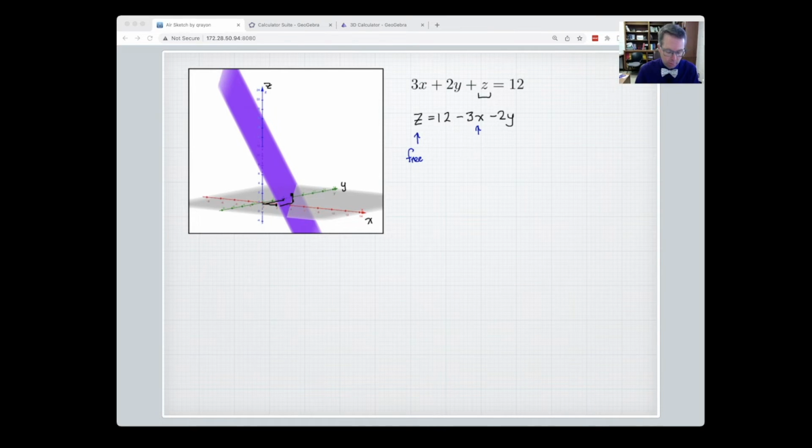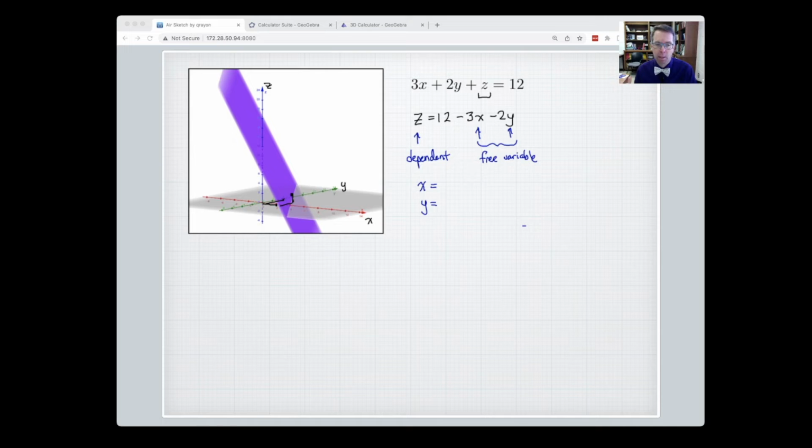So that's a mistake. Z is my dependent variable. Okay, so z is going to be my dependent variable. It depends on x and y. And this time there are 2 variables because the plane is a 2-dimensional surface. X and y, my independent variables, we call my free variables, because I'm allowed to choose different values for x and y, and each choice I make for x and y gives me a different value of z.